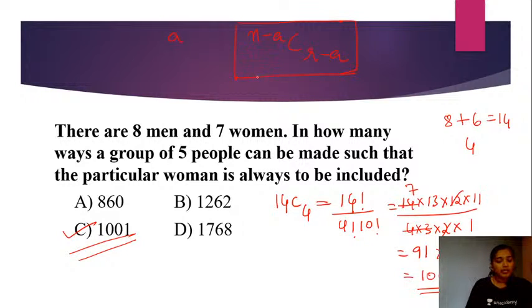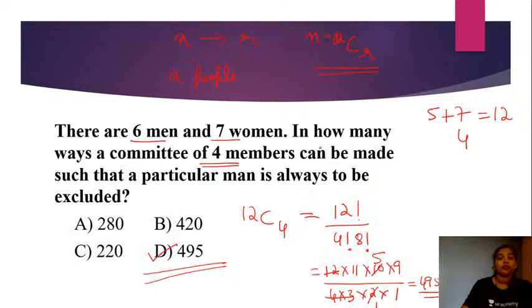When you have particular items or particular people always included, then your answer would be of the form (n minus A)C(r minus A). When a particular person or a particular thing is excluded, it will be of the form (n minus A)Cr. Right? So I hope you guys have understood this concept here. So let's proceed with the next question, students, for this class. Let me give you all the next question.